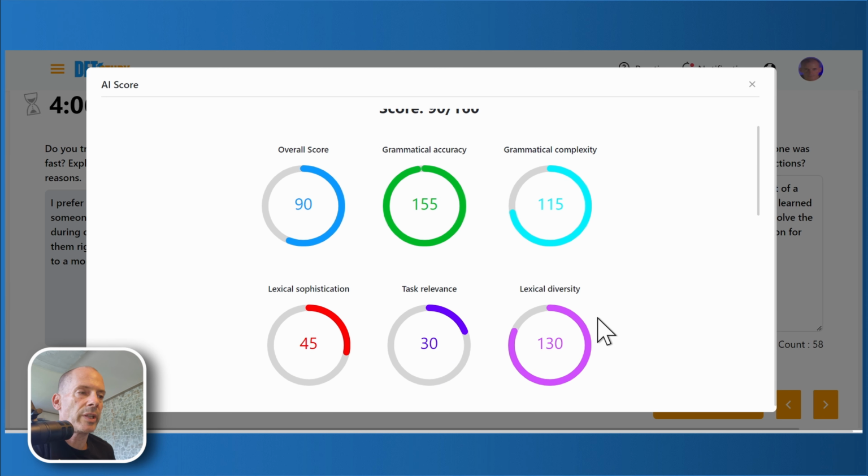In the second section, they got a task relevance score of 30 and an overall score of 90. You can see how the lowest score will bring down your overall score more than the higher score lifting your overall score. I hope that makes sense.